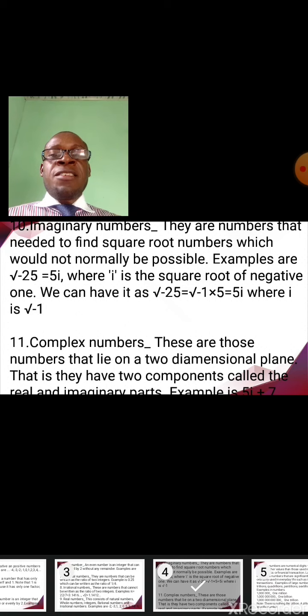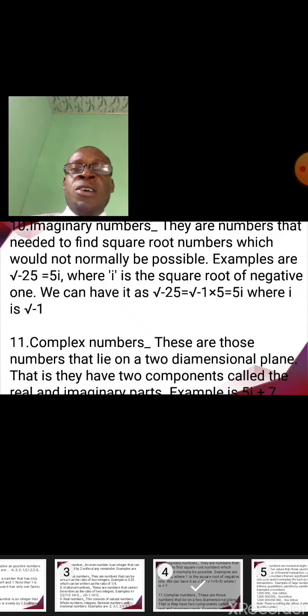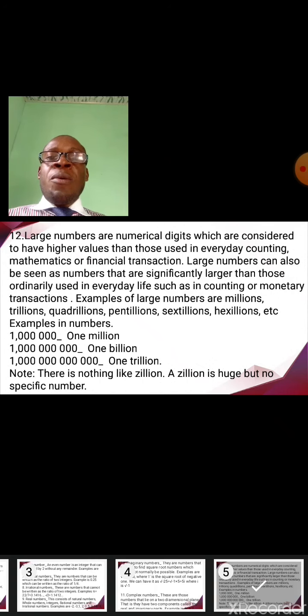The next is number 11, which is complex numbers. These are numbers that lie on a two-dimensional plane. That is, they have two components called the real and imaginary parts. An example is 5i plus 7.